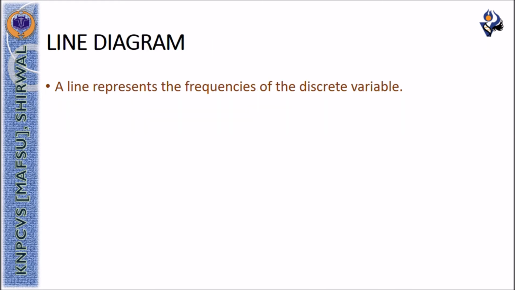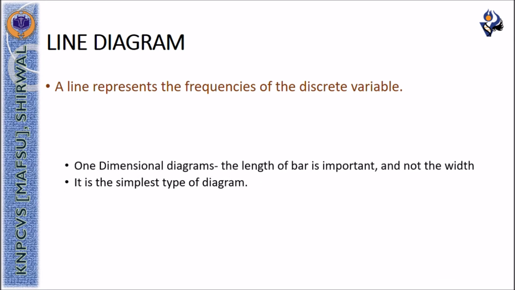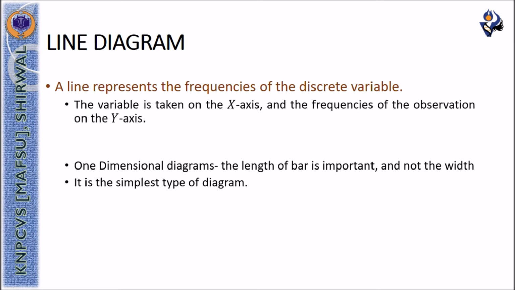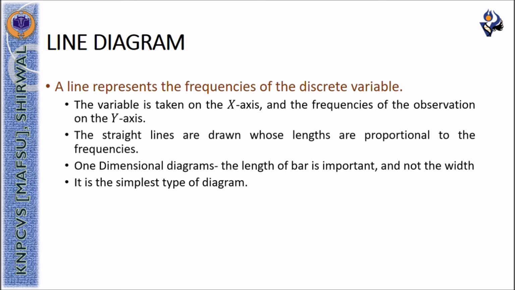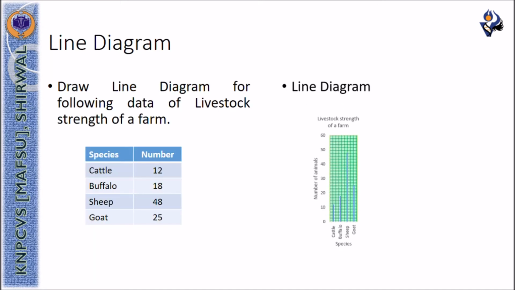When a line is used to represent the frequencies of the discrete variable, it is known as a line diagram. It is the simplest type of diagram. It is a one-dimensional diagram where the length of the line is important and not the width. The variable is taken on the x-axis and the frequencies are taken on the y-axis. The straight lines are drawn whose lengths are proportional to the frequencies. In this example, the livestock strength of a farm is depicted with the help of a line diagram.